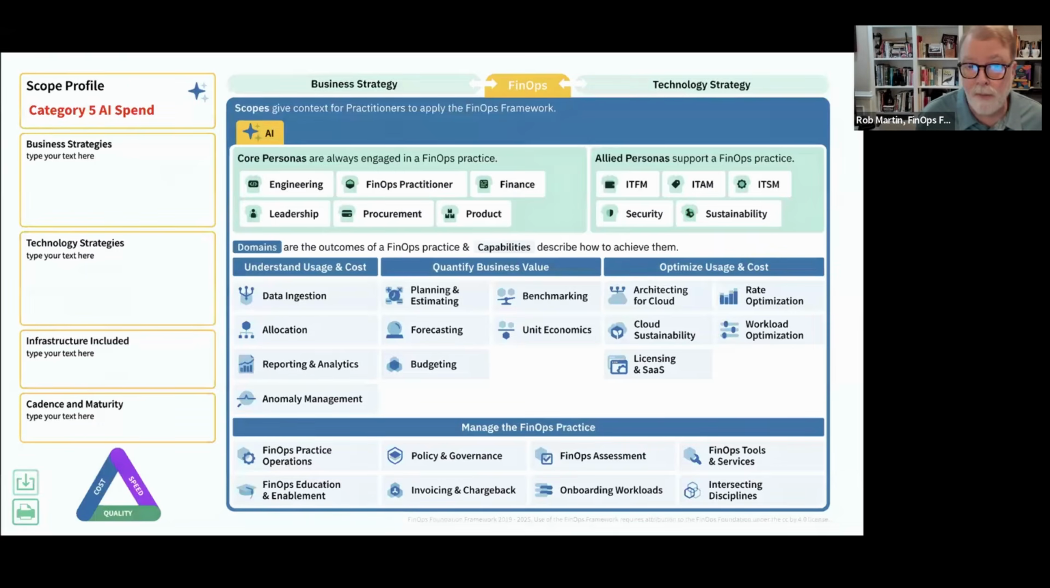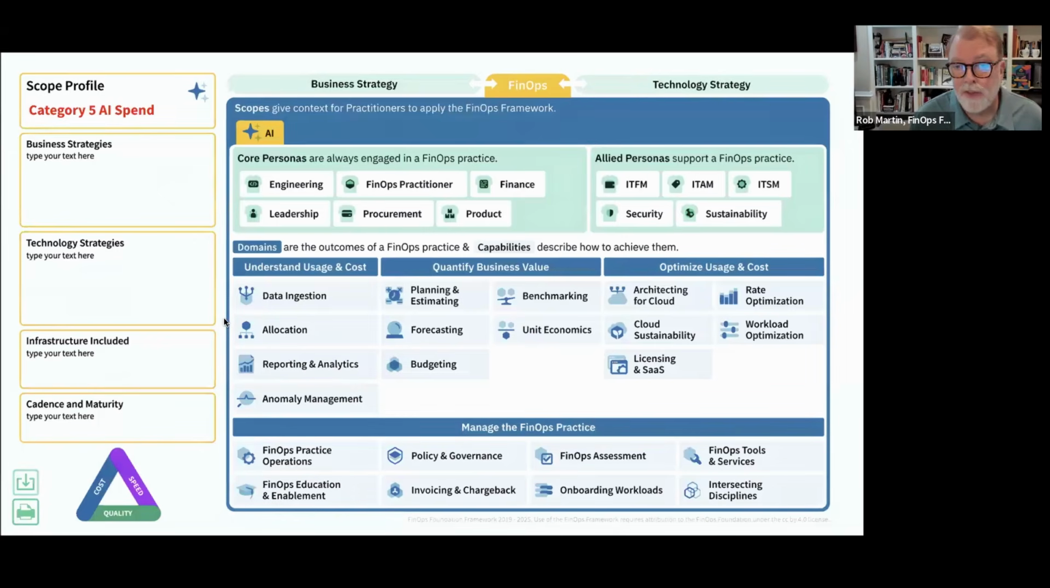How do I want to differentiate my FinOps practice to support the business strategies I have for my most important AI spending, or for my internal AI spending, or whichever scope is going to be most important for your business? What are the technology strategies I'm trying to support? What infrastructure am I going to include? How quickly do I want to do that? And which of these capabilities am I going to really focus on to make the biggest difference, to generate the biggest value for our organization?